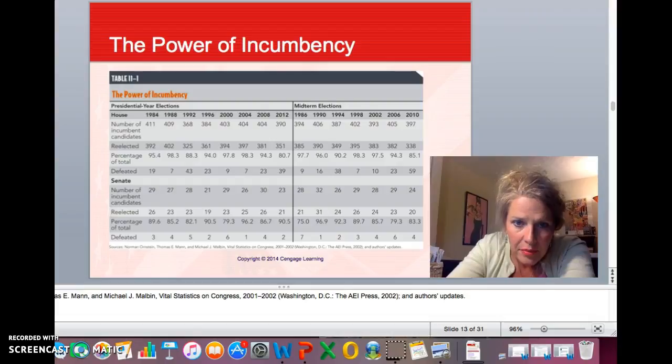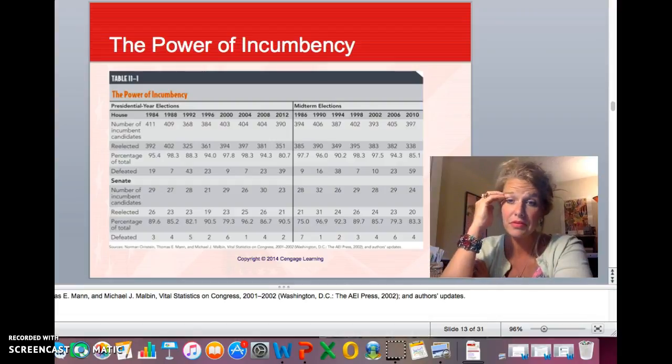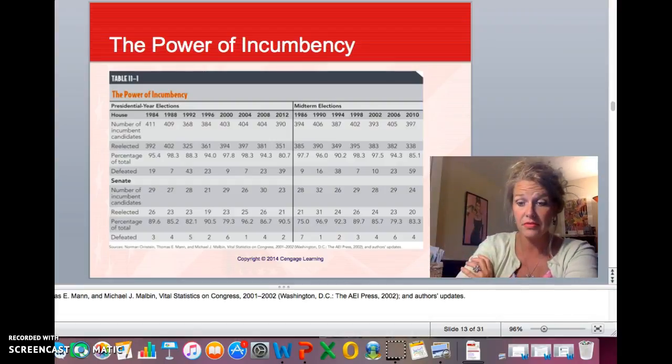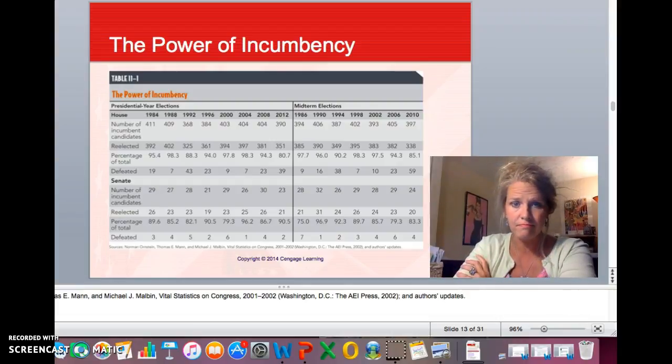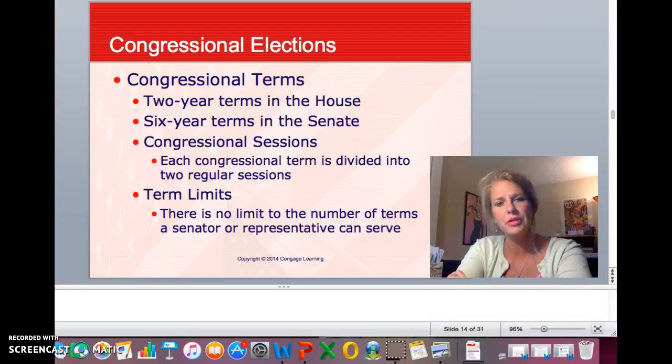Okay, incumbent candidates, and how the reelection goes. You can see it's very, very close unless the numbers are in the single digits. For the ones that were defeated, they must have had a good reason to be defeated. Maybe they upset their constituents. It's amazing, very low numbers for those not reelected. Congressional elections, we just spoke about all this. 2-year terms, 6-year term limits.